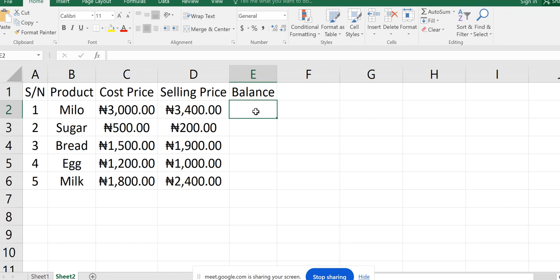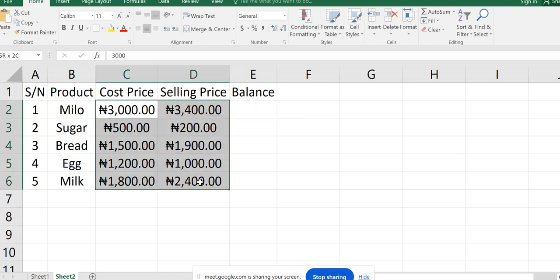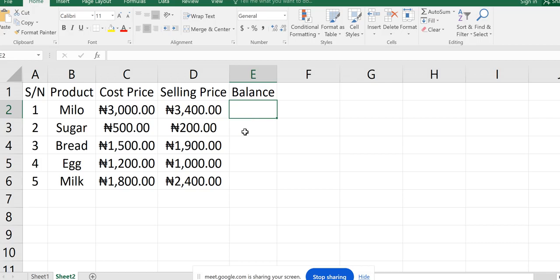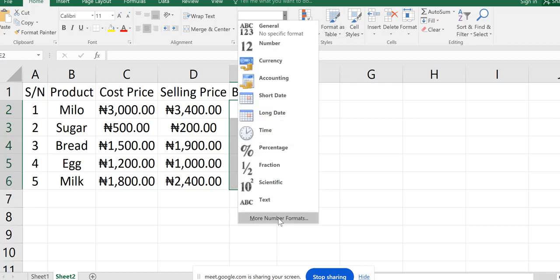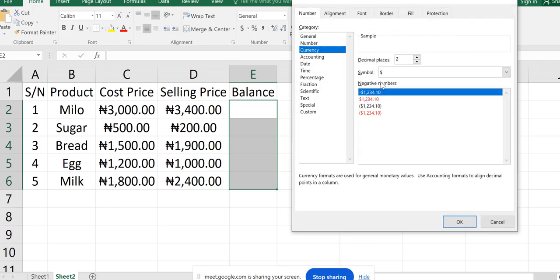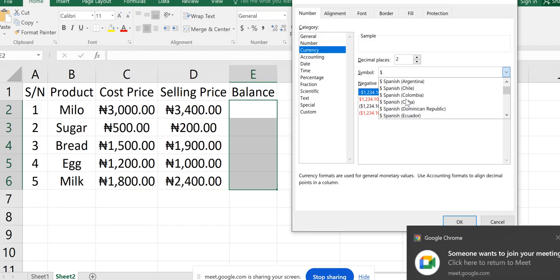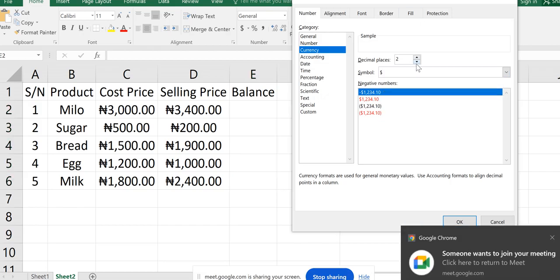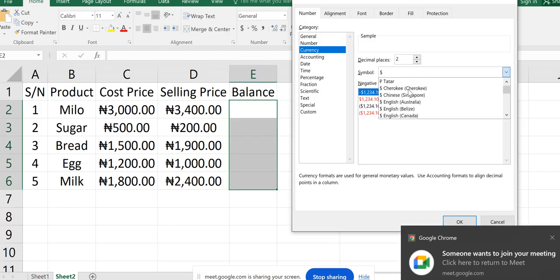That is another way to format your work. That's number one. So the best thing is that, I only did for these two. I did not do for this. So it's better you edit everywhere you have your space. So same thing, click on the arrow beside more number format. You click on currency, decimal place. You look for, what did I make use of? I think I made use of Yoruba.